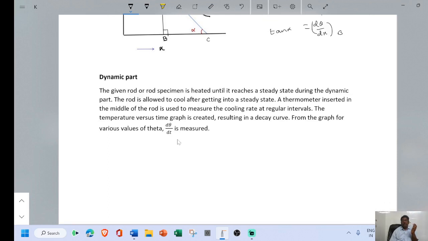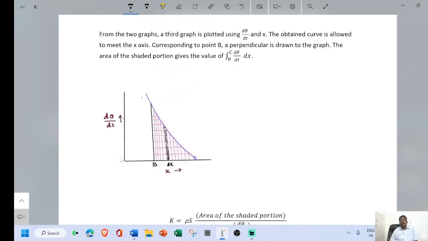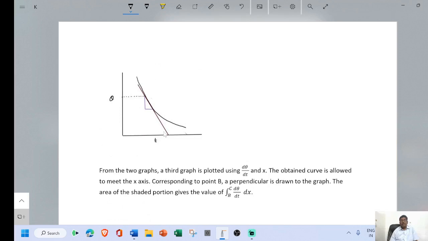Now, the second graph is drawn, taking temperature on the y-axis and time on the x-axis. It's also a curve. From the curve, the value of d theta by dt is measured for a particular temperature. For different temperatures, we can have the value of d theta by dt. See, this is a graph corresponding to the dynamic part.